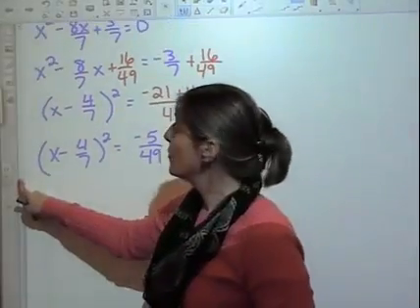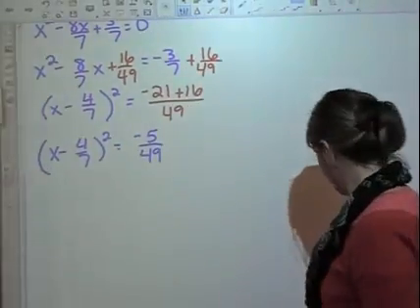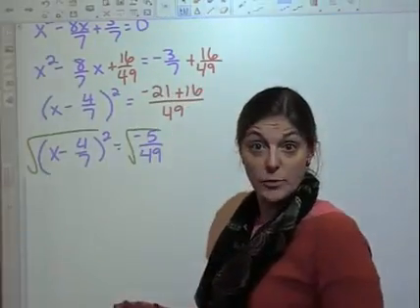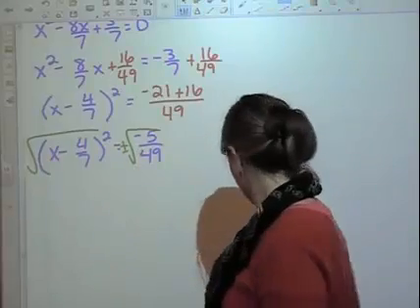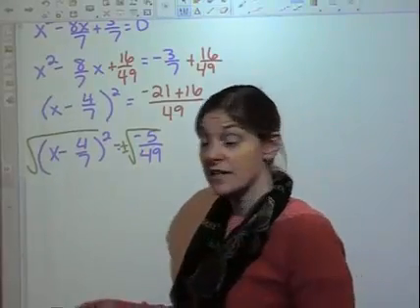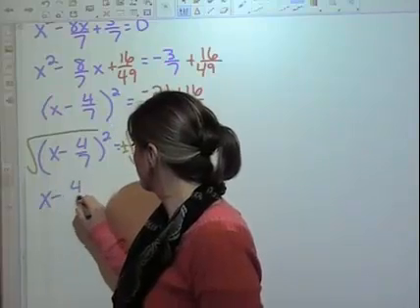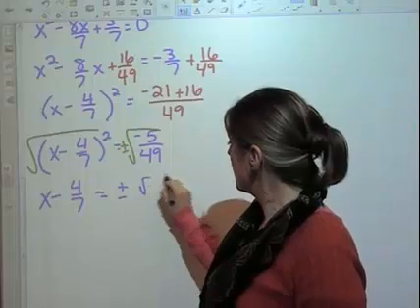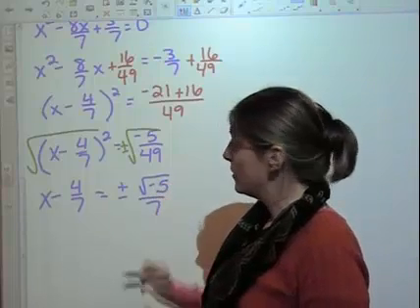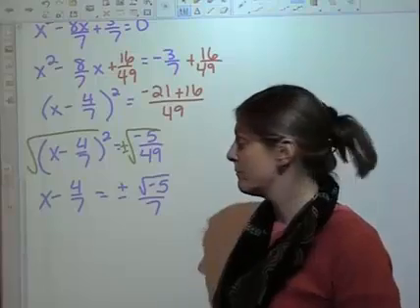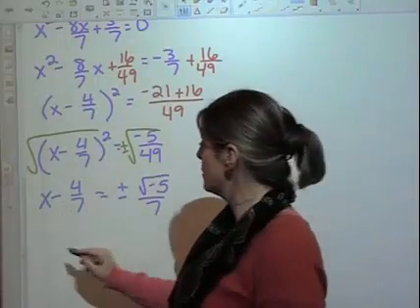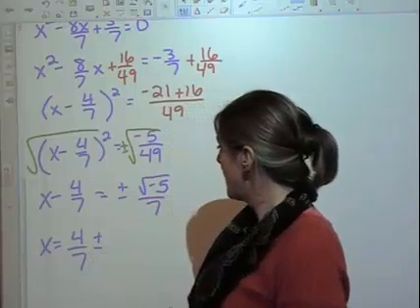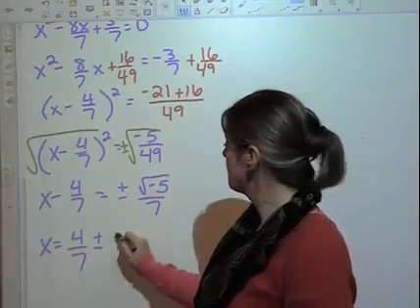Okay, now we're going to take the square root of both sides. Don't forget your plus or minus. So we have x minus 4/7 equals plus or minus the square root of negative 5 over 7, because we can take the square root of that 49. Now we're going to add the 4/7 over, plus or minus, and we can pull out the i here.